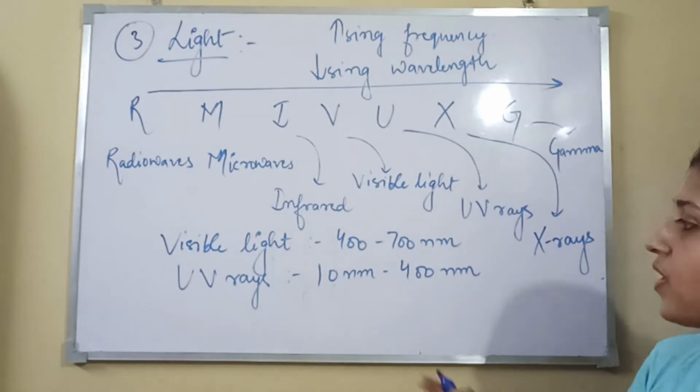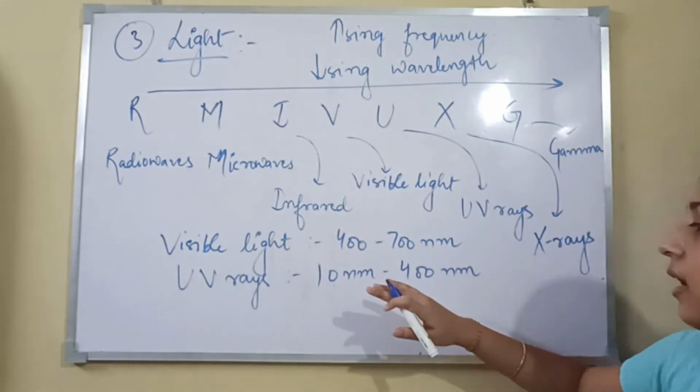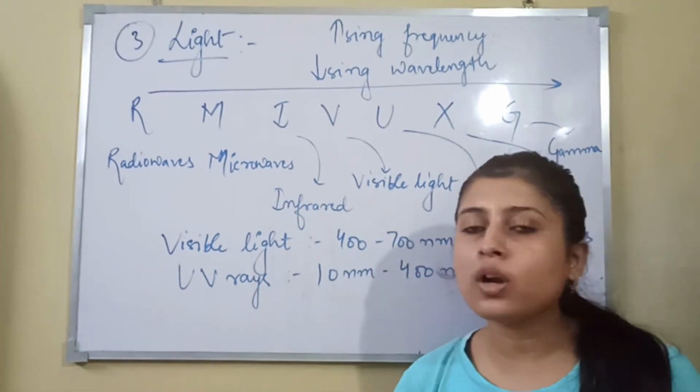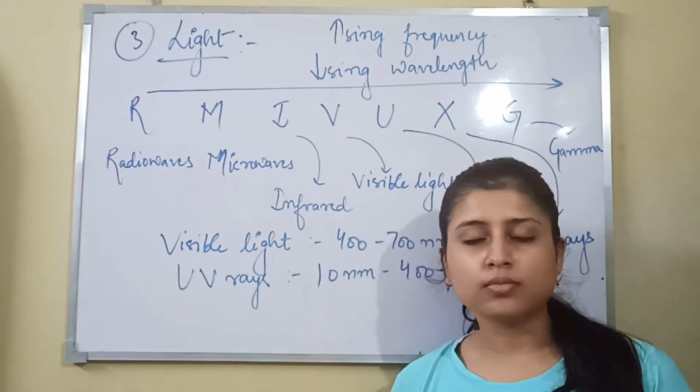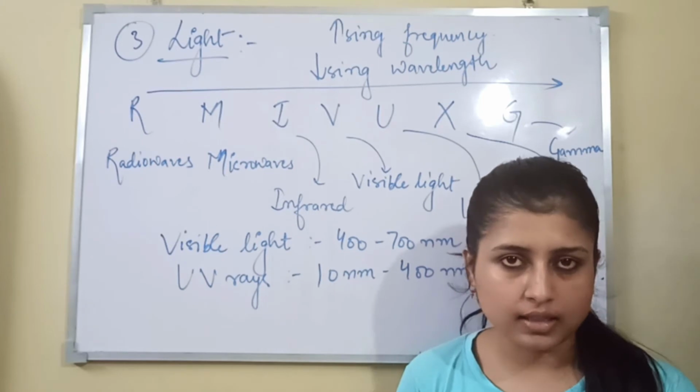So now visible light 400 to 700 nanometer, UV rays are 10 nanometer to 400 nanometer, whereas infrared has more higher wavelength, more wavelength or higher wavelength than the visible light, right?